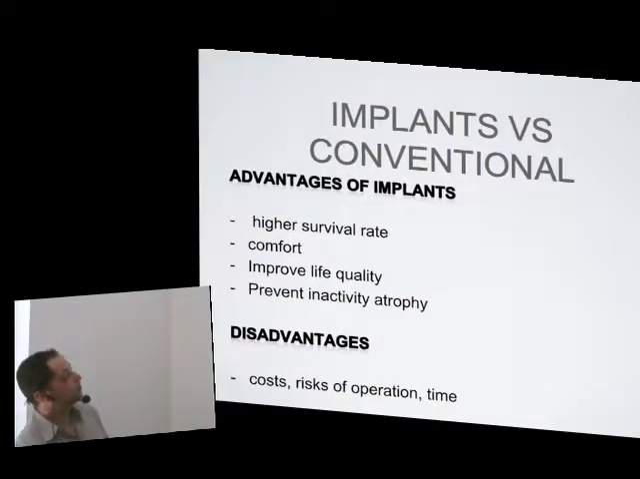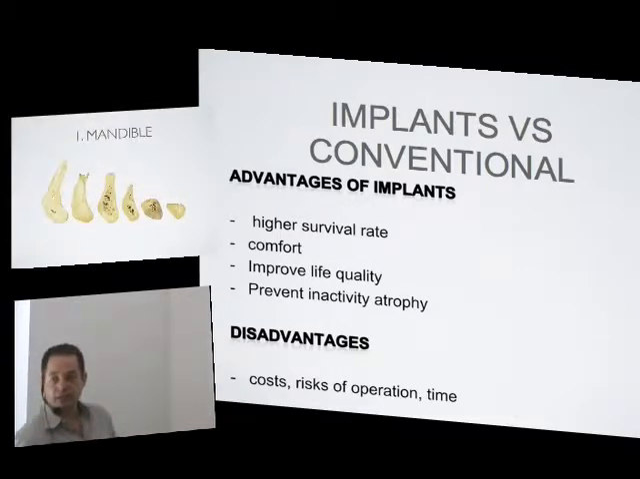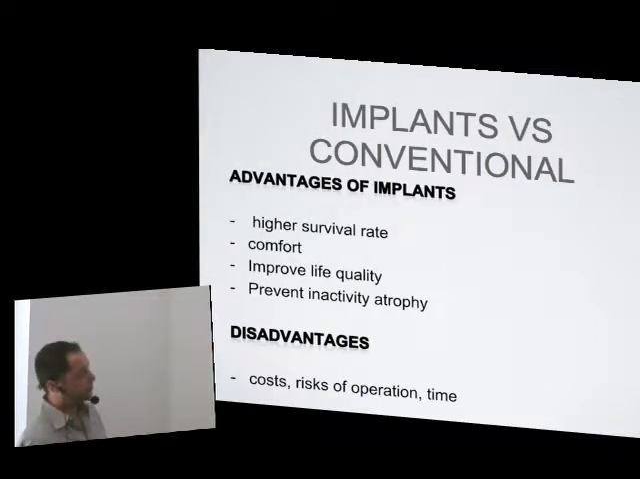So, what are the advantages of implants? We have a higher survival rate, as we saw before. The comfort and the life quality is improved. And what is very important, we prevent inactivity atrophy. If you don't have any teeth, the mandible or maxilla will melt. If we put an implant in, we can prevent it. The disadvantages of implants obviously are the costs, the risks of operation, infections, swelling, etc. And it's very time consuming. It can take up to 1.5 years.